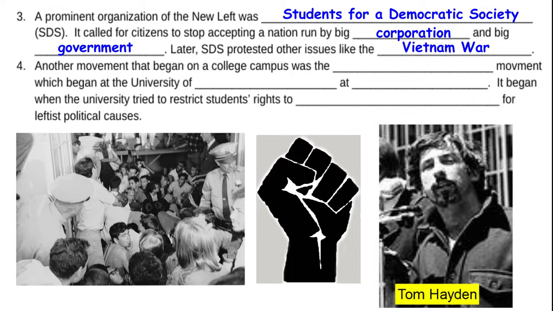This all begins at the University of Michigan, and the man who gets it started was a guy named Tom Hayden, who was the one time husband of Jane Fonda, who was a notorious anti war protester and actress of that era of time. Another movement, kind of more on the West Coast, was the free speech movement.